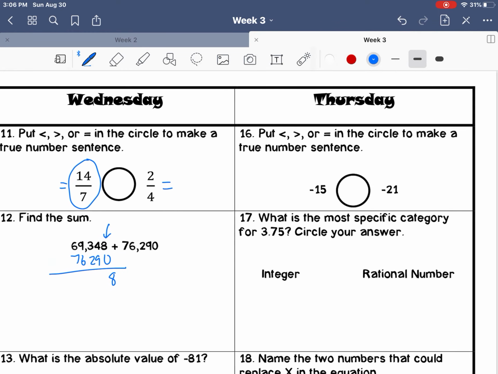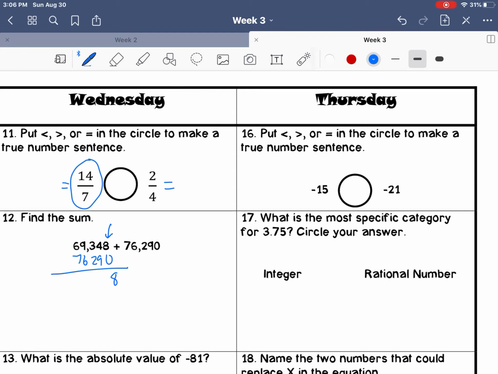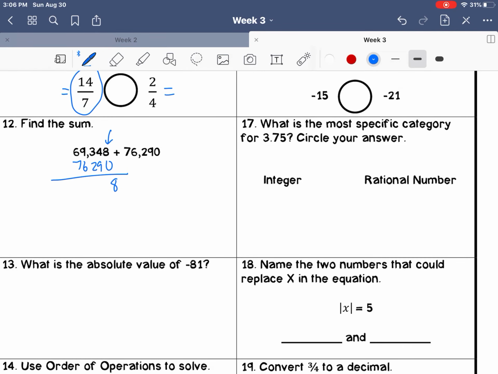Number 16, put less than, greater than, or equal to in the circle to make a true sentence. Remember, numbers on the left on a number line have less value than numbers on the right on a number line. The more negative a number is, the less value that it has. Number 17, what is the most specific category for 3 and 7500ths? Go back and look at your notes for this. You need to study your notes.